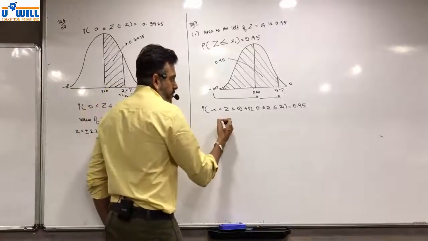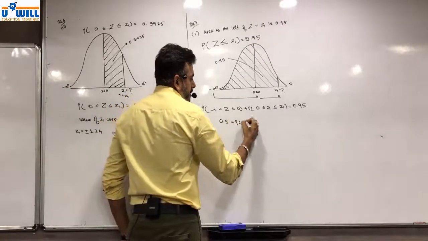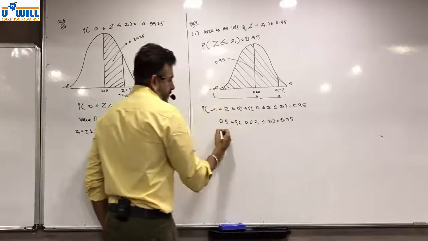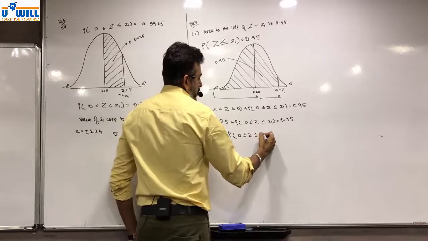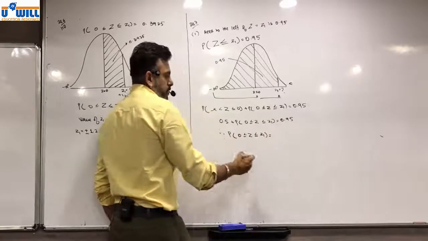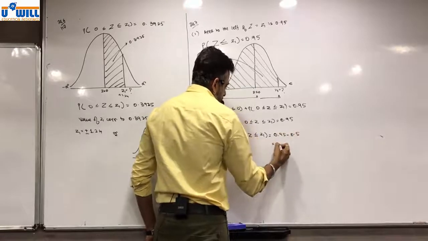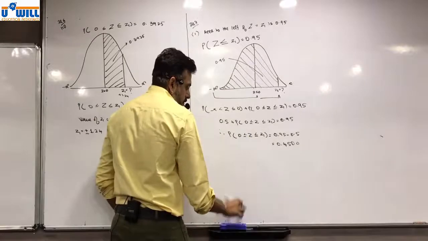Now this area is what? 0.5 plus probability of z greater than equal to 0 less than equal to z1 is 0.95. Therefore probability of z greater than equal to 0 less than equal to z1 is equal to 0.95 minus 0.5, which is 0.4500 using table.